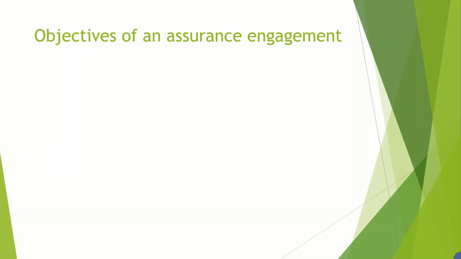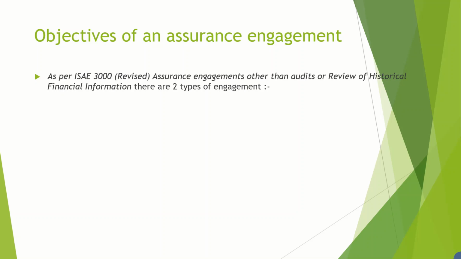Objectives of an assurance engagement. Why do we do the audit, or what assurance do we give to the financial statements or to clients? As per ISAE 3000 Revised, Assurance Engagements Other than Audits or Reviews of Historical Financial Information, there are two types of engagement. First is reasonable assurance and second is limited assurance.